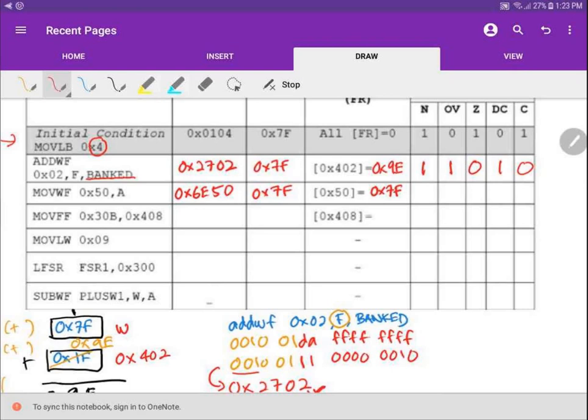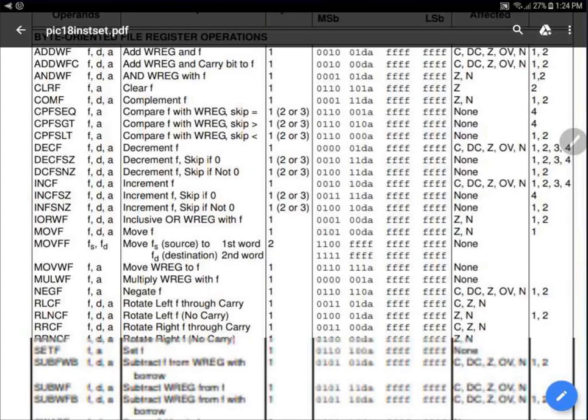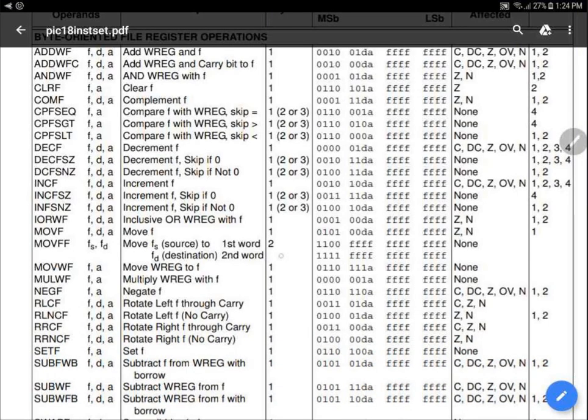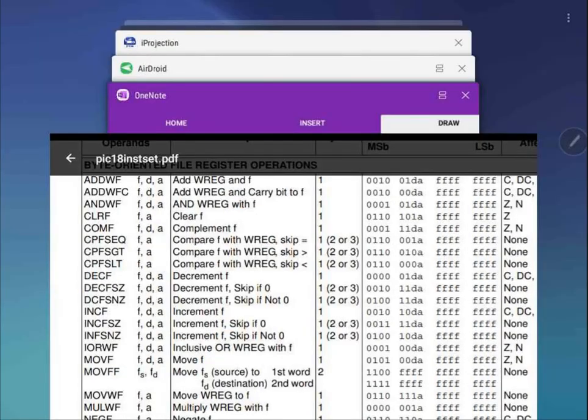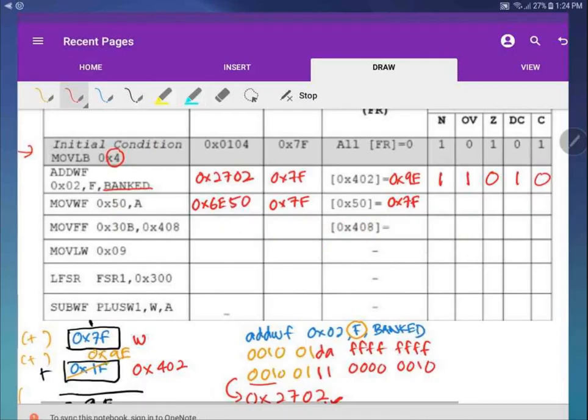So now for this instruction, we need to see whether it affects the status register or not. So how do we do that? We go back to the instruction set. We look at MOVWF. Does it affect any status? Is it mentioned here? None. So if it's none, then what should we write?